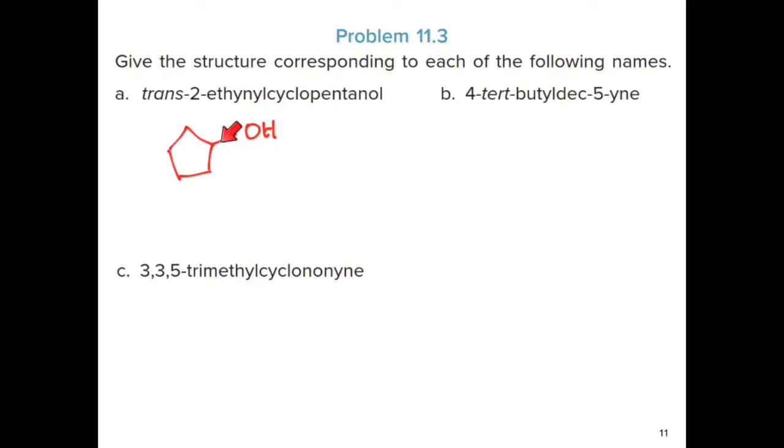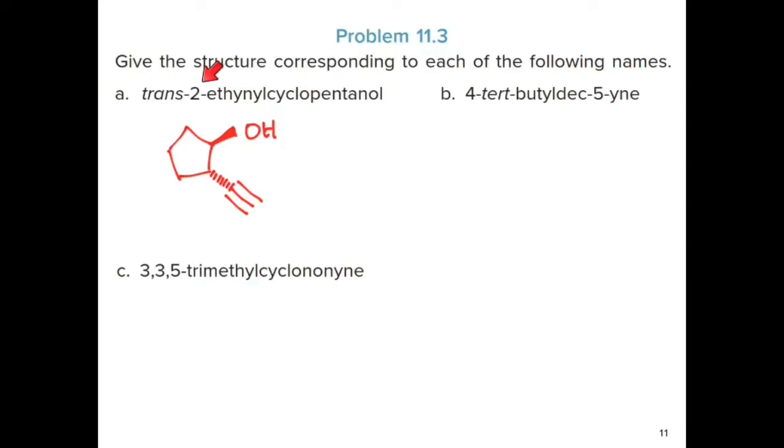And then on the 2nd carbon atom, so this counts as the 1st carbon atom, and then this could be the 2nd carbon atom or this one right here. So let's pick this one as the 2nd carbon atom. And trans to the hydroxy group is the ethynyl group, which is a triple bond. 2 carbon atoms that are triple bonded.